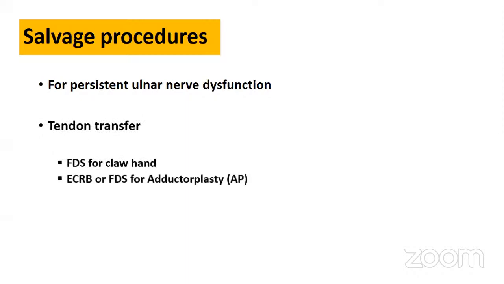So you can use FDS or ECRB for adductoplasty. Adductoplasty is not commonly described, but this is one area where you can do it. And the FDP of the median nerve distribution can be sutured side to side to the ulnar nerve FDPs, so that they act in unison. So that is an easier way of doing it.